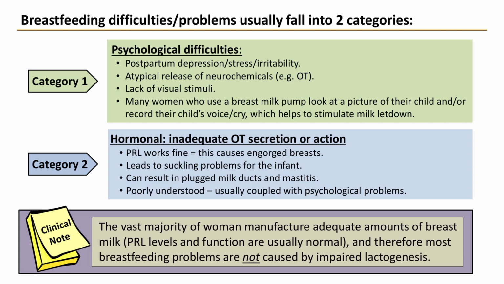The second category is typically due to inadequate oxytocin secretion or action. Note here that prolactin typically works fine. However, this will lead to engorged breasts. Okay, the engorged breast also makes it difficult for the infant to suckle, and so this becomes a compounded problem that can quickly cause plugged milk ducts and mastitis. Note here that this is a poorly understood problem, and it is typically coupled with psychological problems. That is all we have for this independent learning.